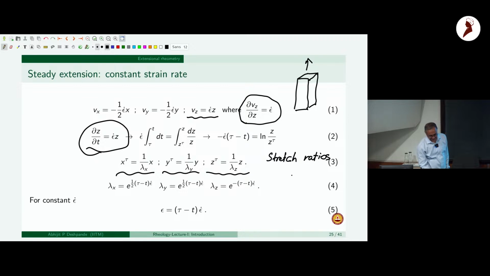And so the stretch ratios are quite commonly described, and they are basically exponentially changing with a constant strain rate. As epsilon dot is constant with respect to time, the stretch ratio keeps on increasing, because it's a constant strain rate experiment. And so the strain overall is just present time minus past time multiplied by the strain rate. So therefore there is a constant accumulation of stretching in the system.